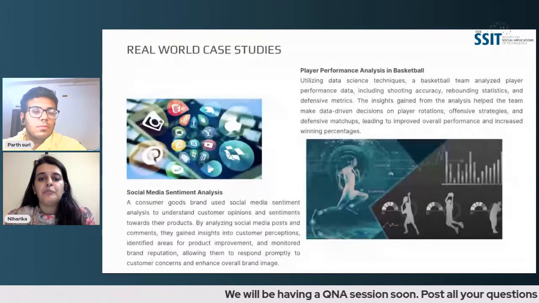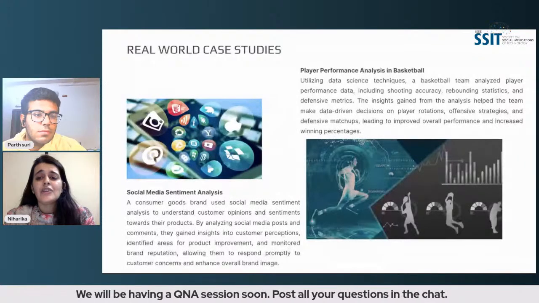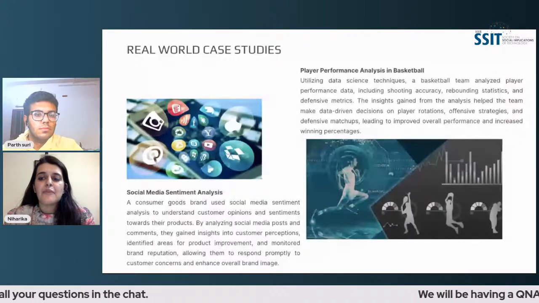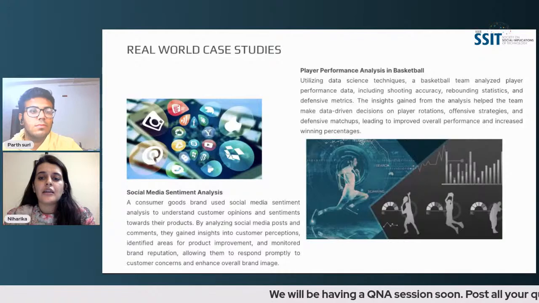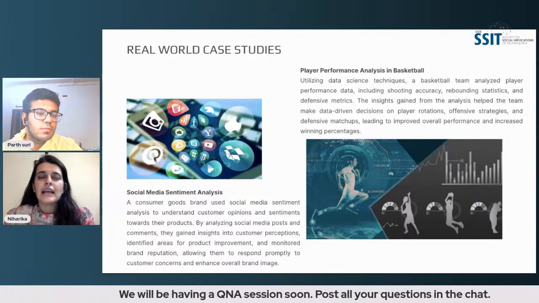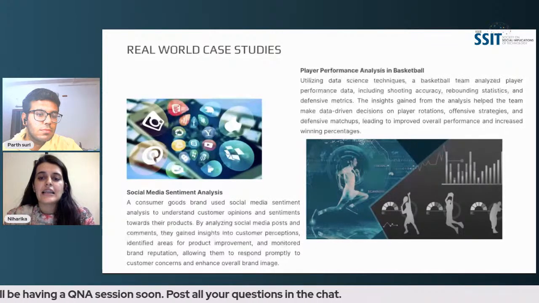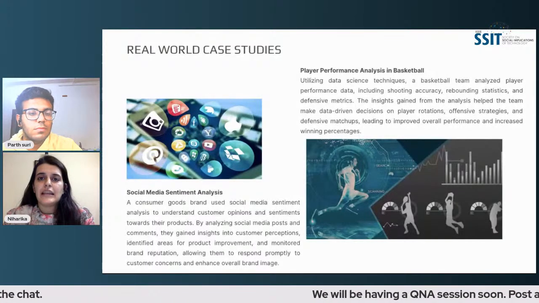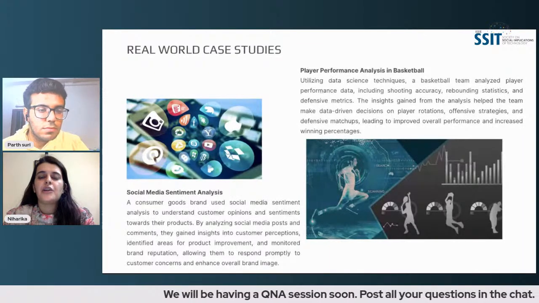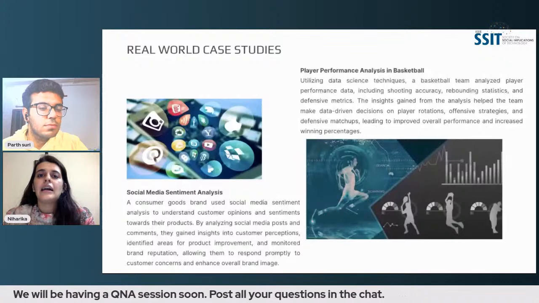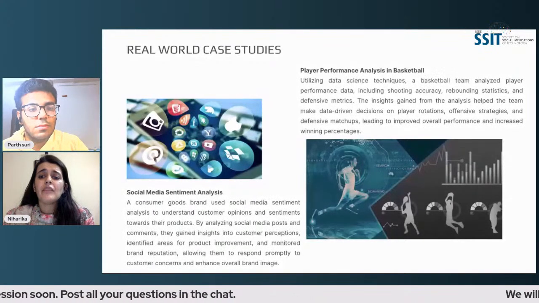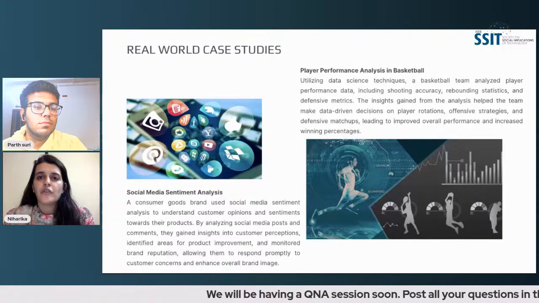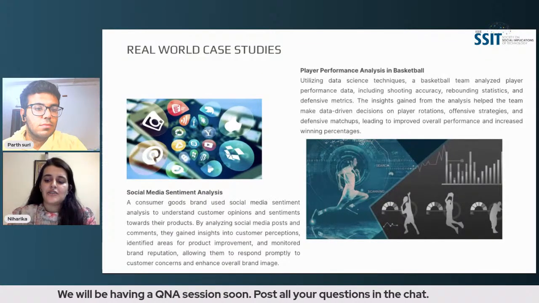Next we have player performance analysis in basketball. The sports industry is using data science a lot, and one example is player performance data. You can use insights from shooting accuracy and rebounding statistics to analyze the team. In basketball, not everyone plays, so you need to understand which player you need to send for the next game or a particular game based on opponents' players. So player rotation decisions can be better, which will improve the overall performance as well as increase their winning percentages.